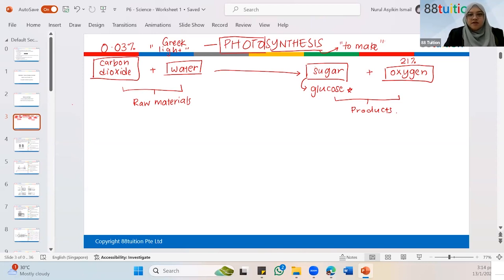Okay, chlorophyll. Someone said chlorophyll? Caitlin, is it? Am I pronouncing it correctly? Caitlin, chlorophyll, yes, correct. I will put down the word chlorophyll first.